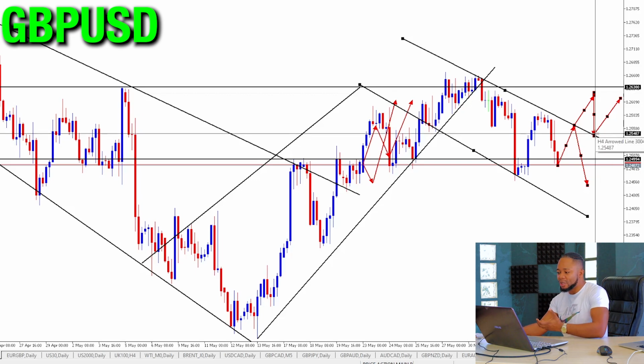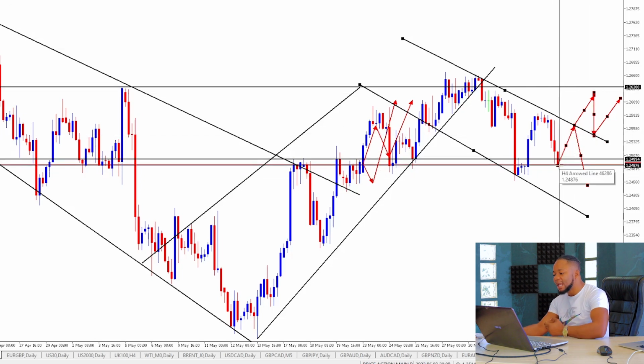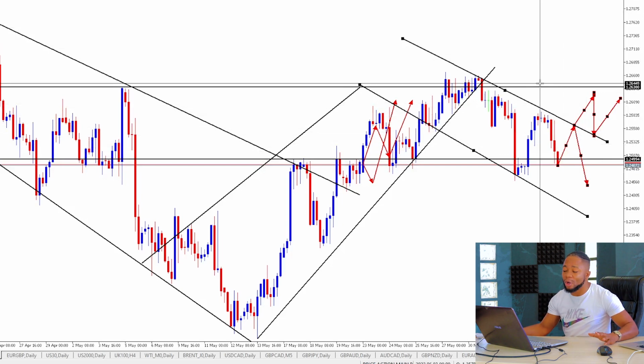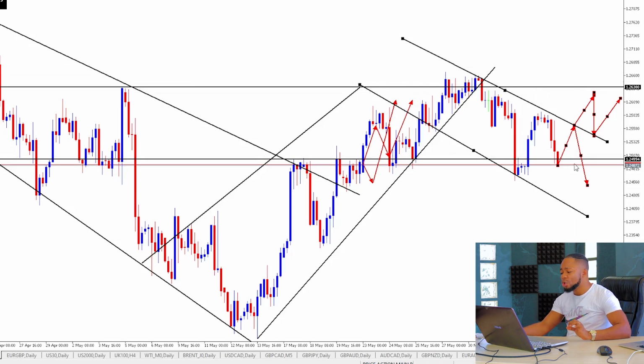Because at that point in time, you see the market will already be making higher lows, higher highs, higher lows, higher highs, a confirmation that the market is in an uptrend, and I can then ride the trend with confidence, trade with confidence. All right, so that is my plan for Great Britain Pound USD.